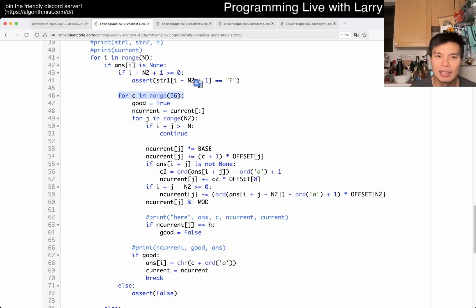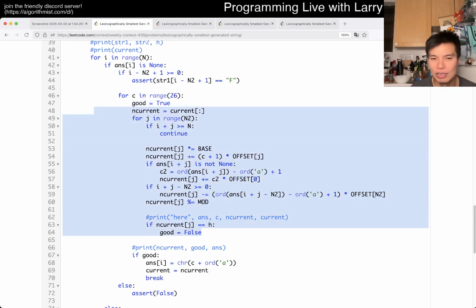But yeah, so here we set good equal to true, and then we just again do the sliding hash thing for every possible hash, right? Again, I'm not going to go over this in detail. There's a simpler way, and we'll go over that next. But that's the way I thought about it, and it works, frankly.